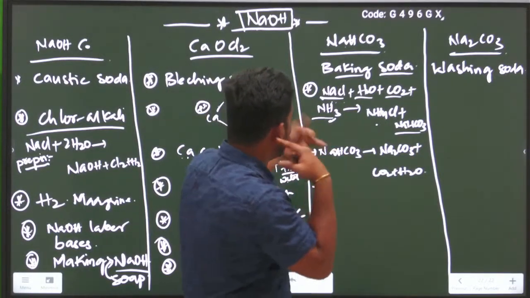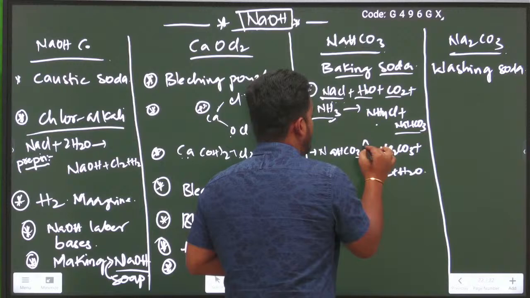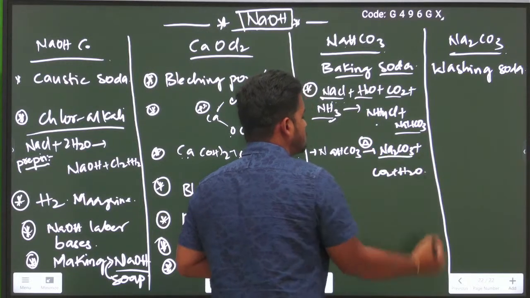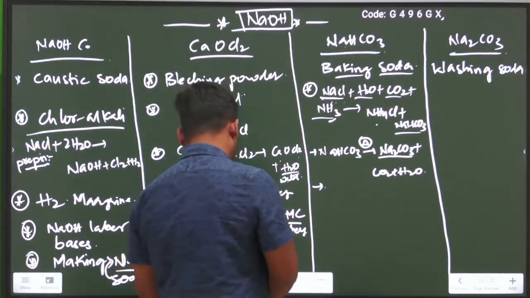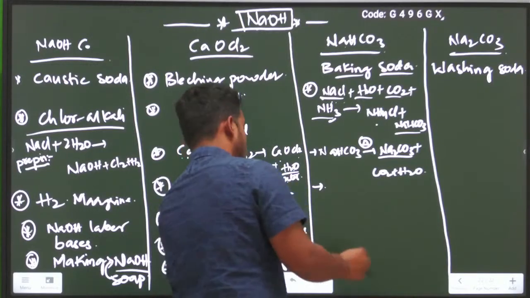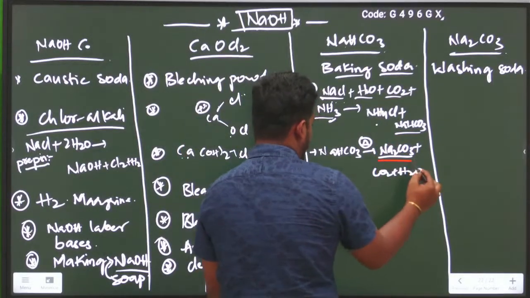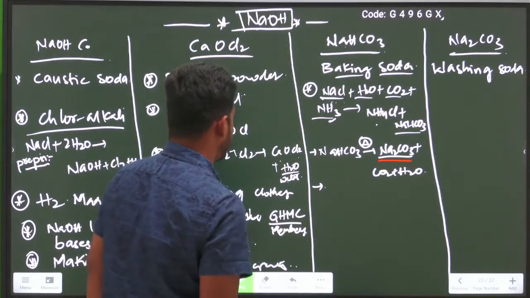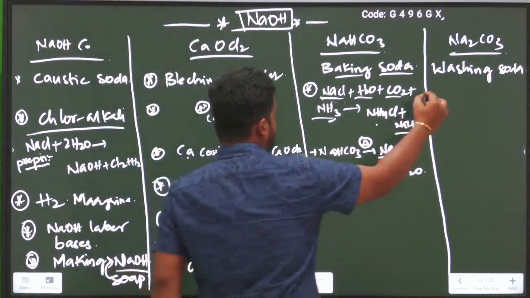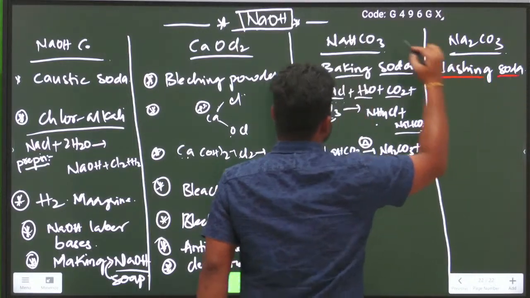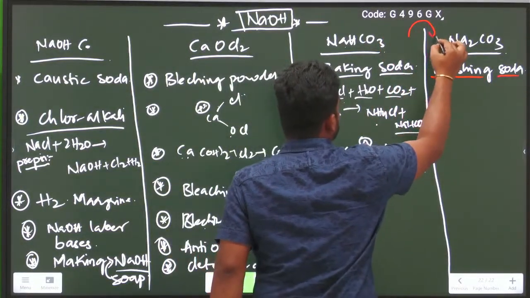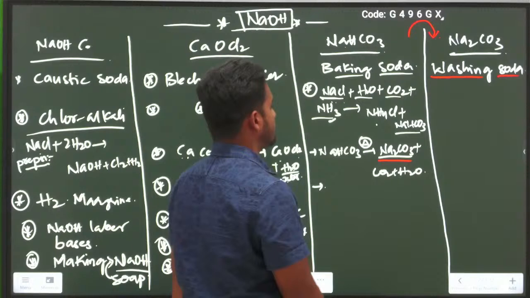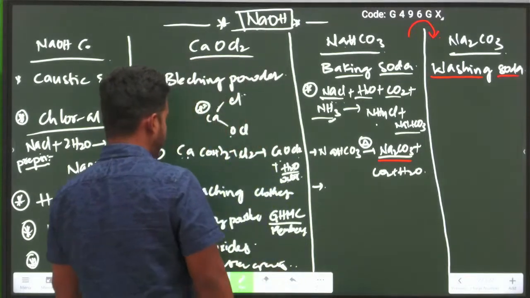This baking soda on heating, what happens? You are getting Na2CO3, okay. That Na2CO3 is nothing but this washing soda only. Yes or no? So from this only you are going to produce washing soda. That you have to remember.